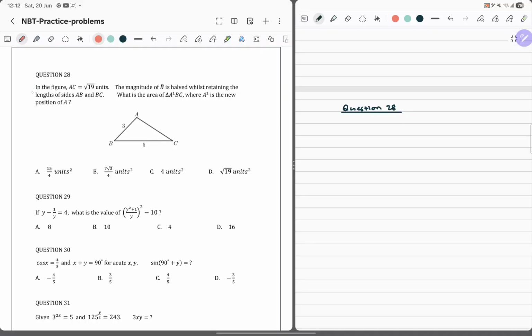Okay, question 28 says, in the figure, AC is square root 19 units, and the magnitude of B is halved whilst retaining the lengths of sides AB and BC. Okay, the magnitude of B is halved, while retaining the lengths of AB, this one, and BC.